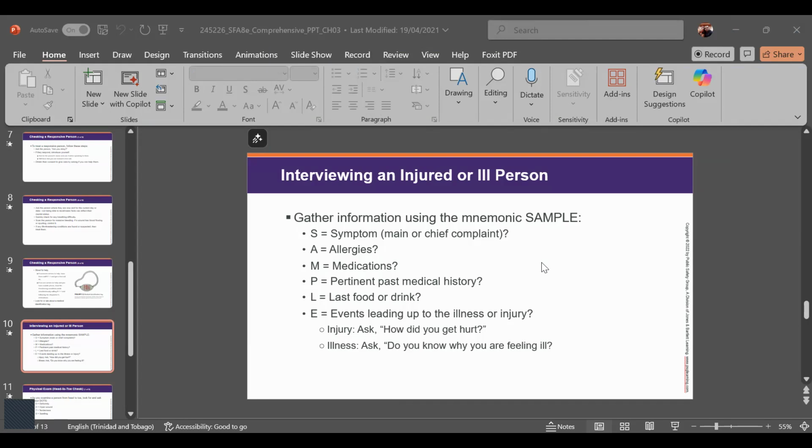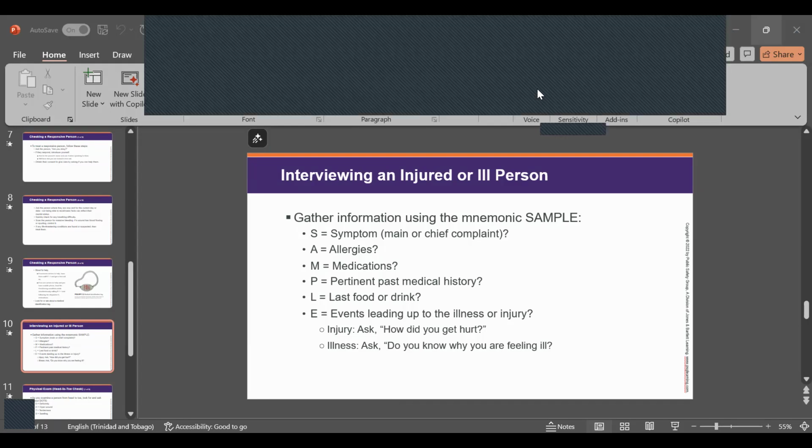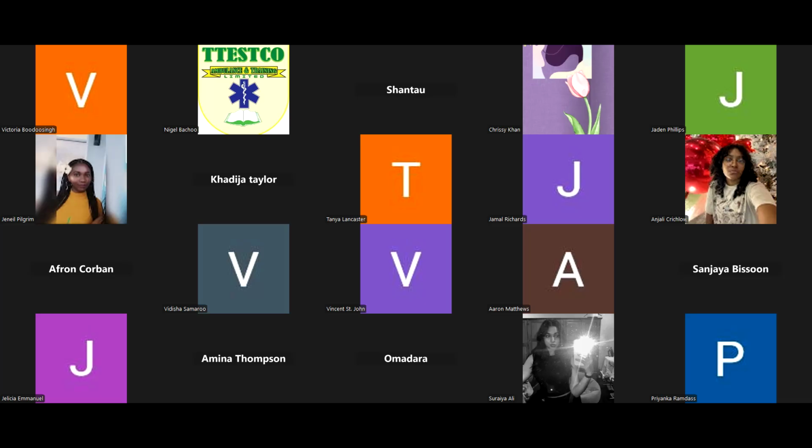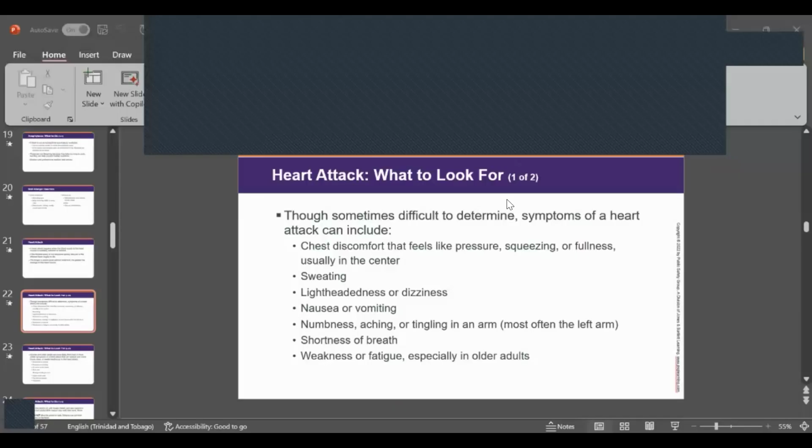Okay, so I'll stop this one and close that off. And I will share the next one with signs and symptoms and so forth. On your screen now, you should be seeing what to look for.